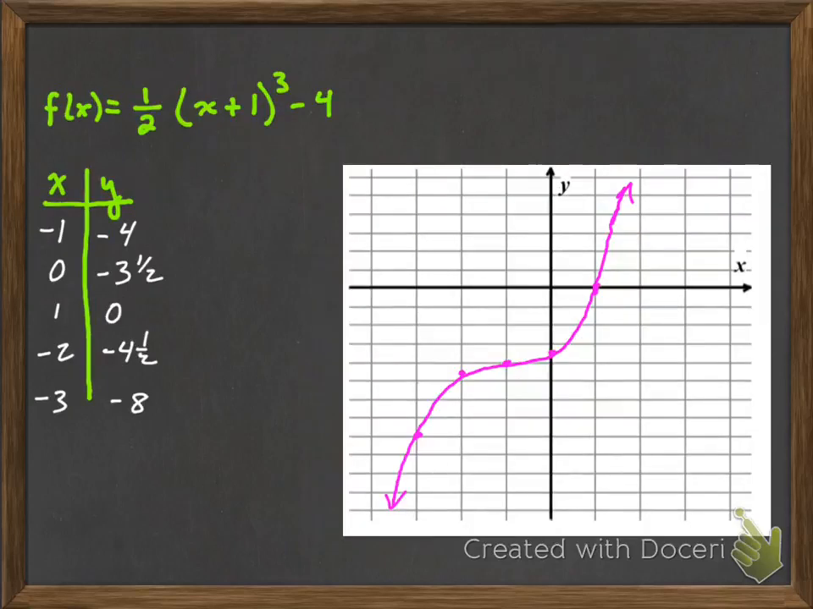Then that same point on the cubic parent function looks like this. We're using that 0, 0 point here, and that point is being shifted down to here, so that shift is to the left 1 and down 4. Those are your shifts right here, left 1 and down 4.